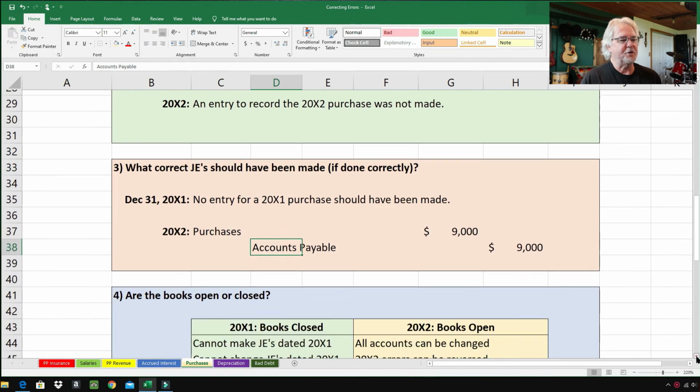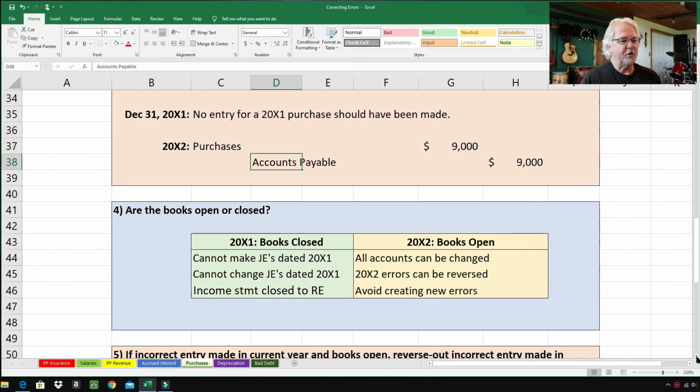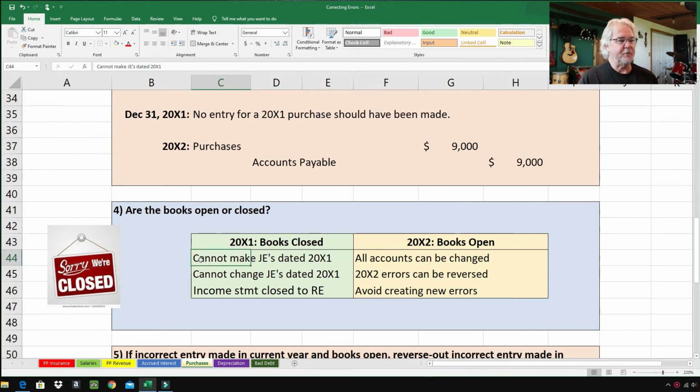Step number four, are the books open or closed? This is a very important determination here. So for 2001, the books are now closed. We cannot make journal entries dated 2001. We cannot change journal entries dated 2001. The income statement has been closed to retained earnings. So that account purchases and cost of goods sold all has been closed to retained earnings.